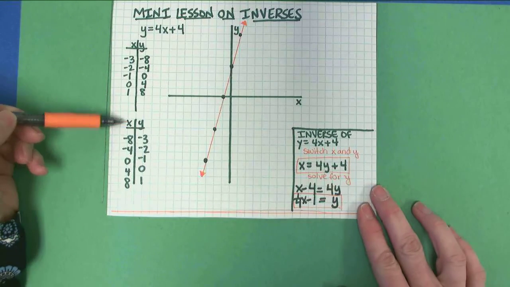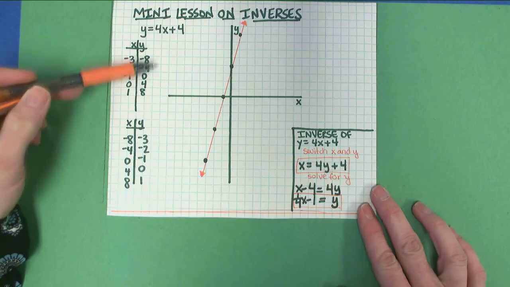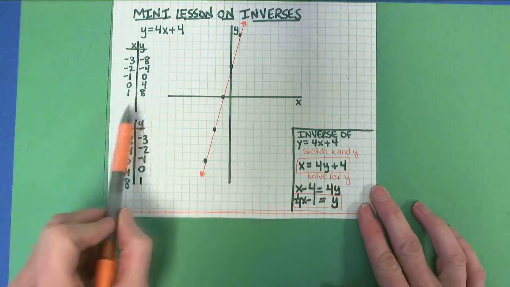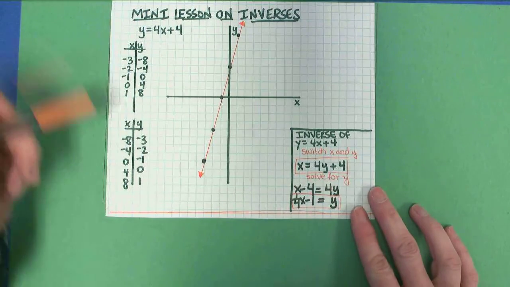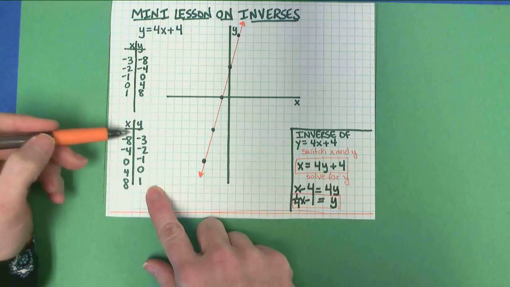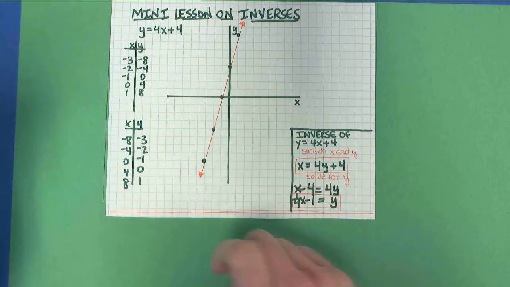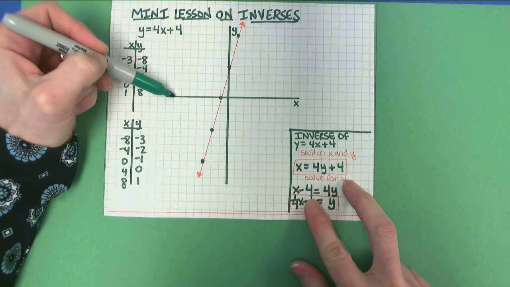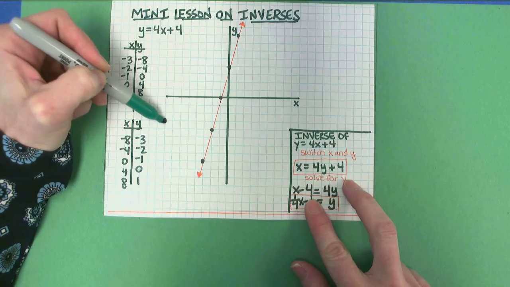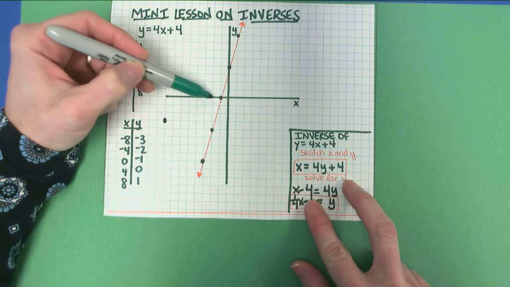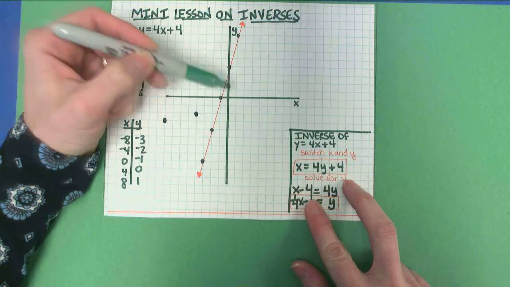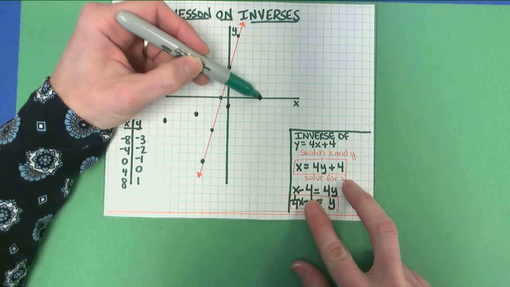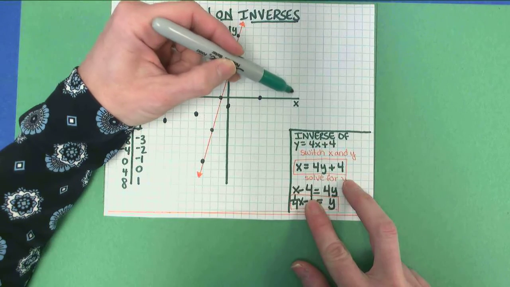Now, if you look over here, what I did here is I took this original table and I flip-flopped it. If I'm switching x and y, then the y's become the x's and the x's become the y's. So I'm going to go ahead and plot these points and take a look at what this looks like. So -8, -3 will be right here. -4, -2, 0, -1, 4, 0, and 8, 1.